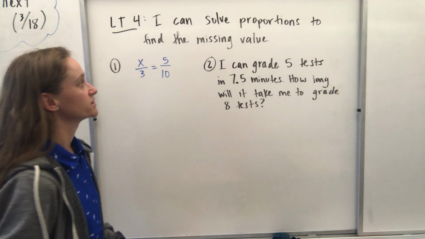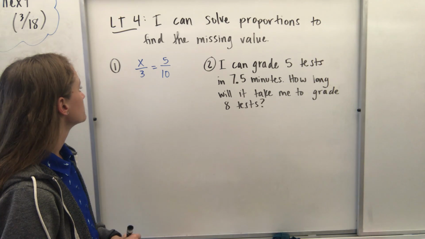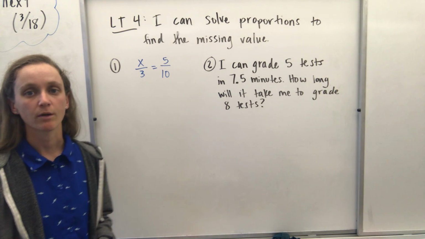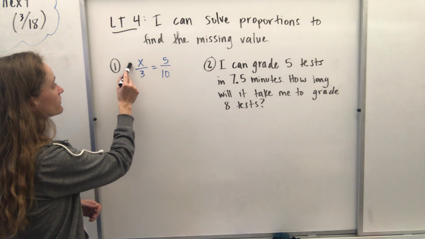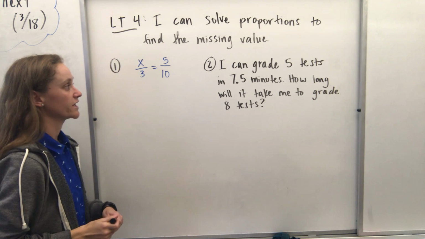I can solve proportions to find the missing value. There's a bunch of different ways to solve these. I'm going to use cross multiplication, but if you like to do a different way, that's fine. Okay, so for this one I have x over 3 equals 5 over 10.